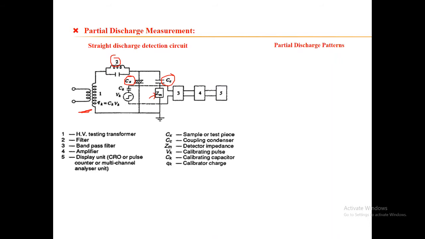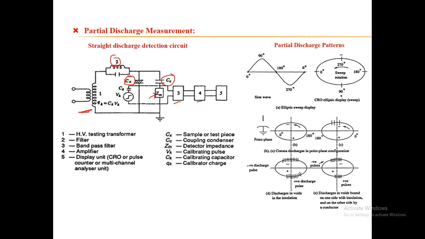So the signal which is developed across this measuring impedance is passed through this band pass filter, which is denoted by 3, then the amplifier, which is denoted by 4, and the patterns are captured over the CRO or pulse counter for analysis purposes.